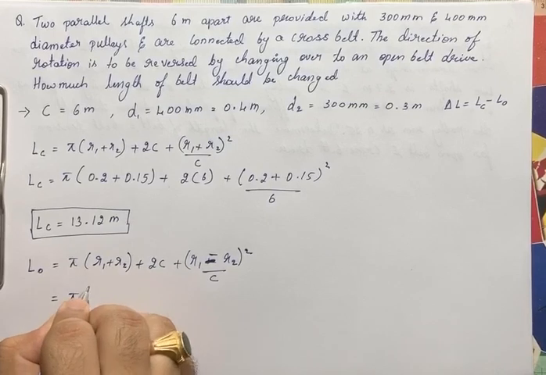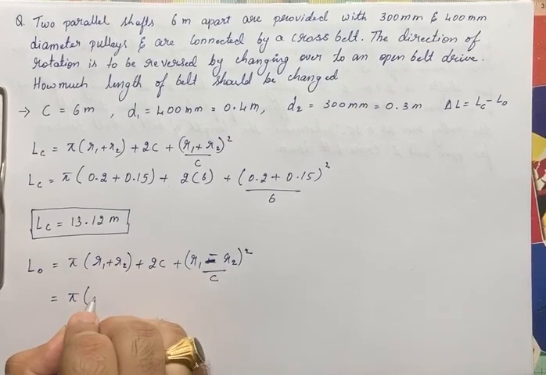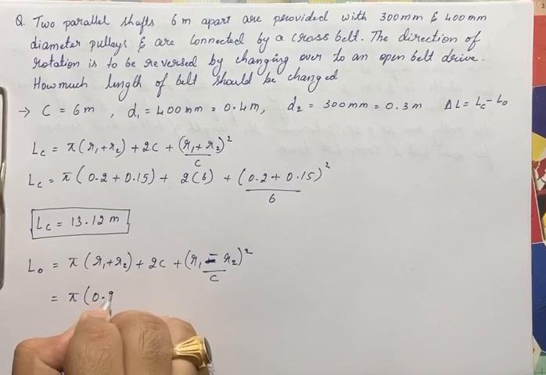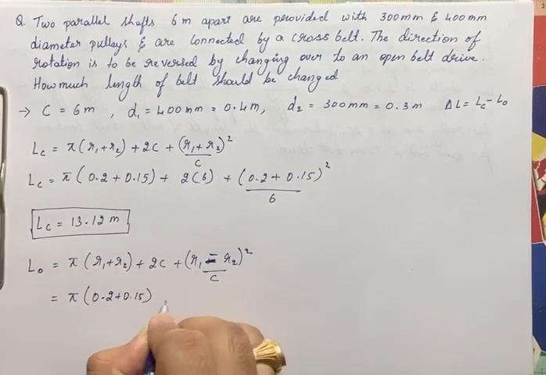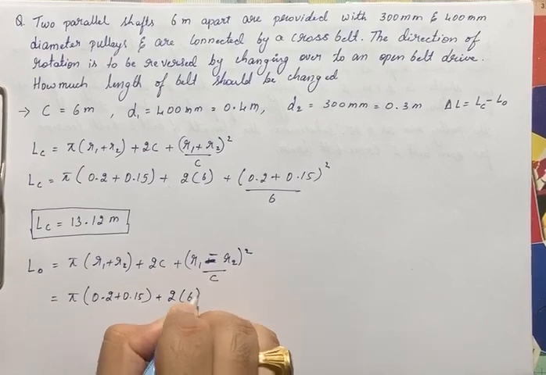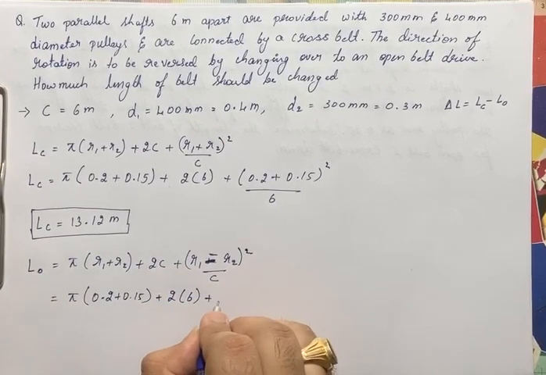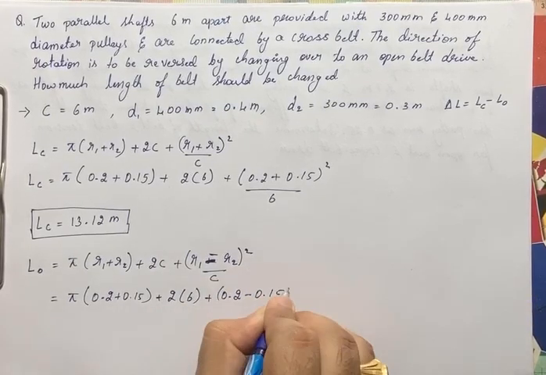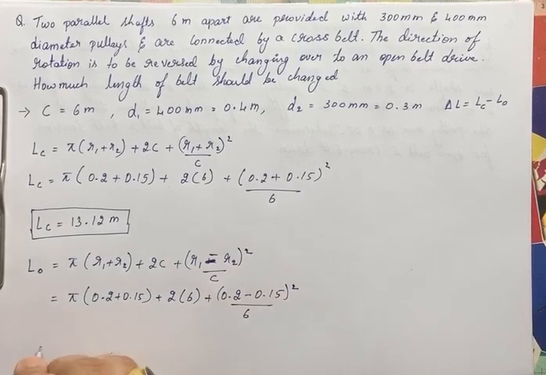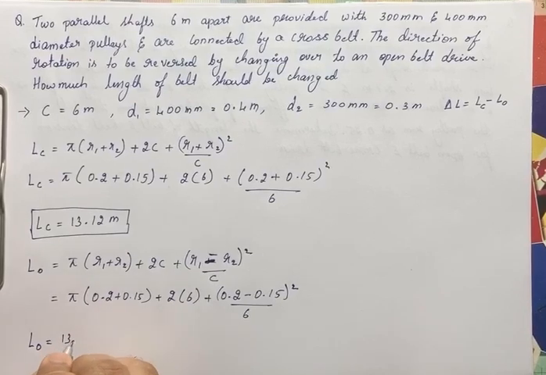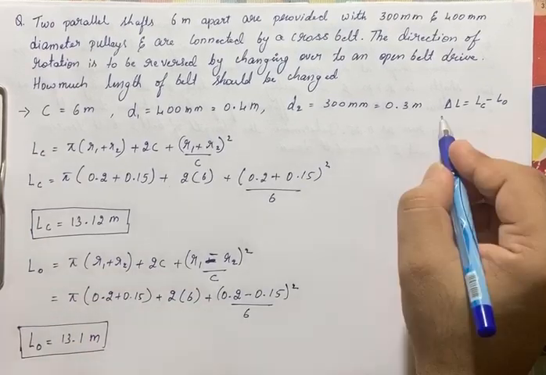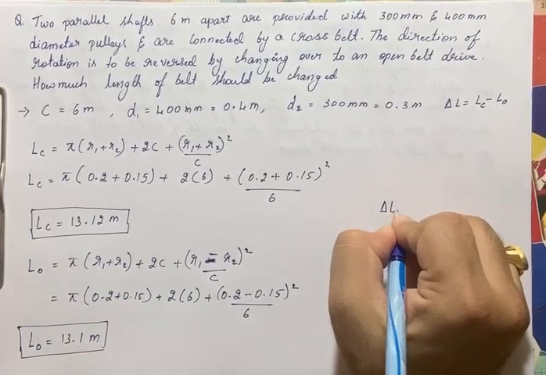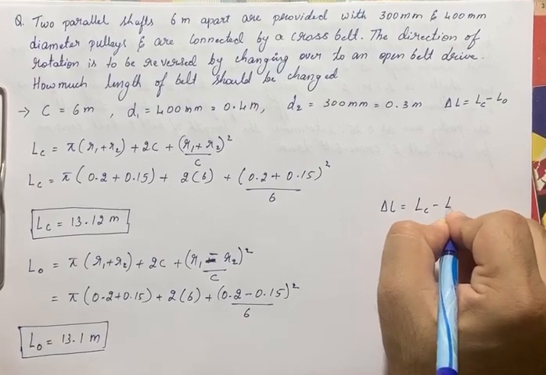So I'll substitute in this: pi into R1 plus R2, that is 0.2 plus 0.15, plus 2C, where C is 6 meter, plus R1 minus R2, that is 0.2 minus 0.15, square, divided by 6. So I will get LO, the length of the open belt drive, as 13.1 meter. This is not the final answer. What are we supposed to find? We are supposed to find delta L. Delta L is LC minus LO.